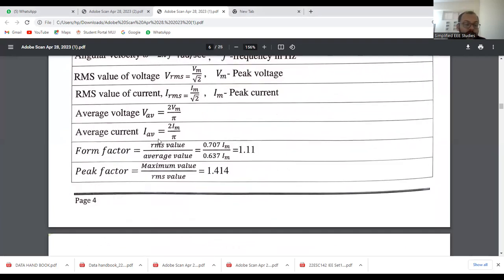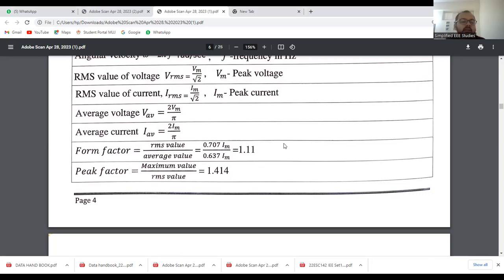Even the average value formula is available: 2 Vm by pi. Average current is also 2 Im by pi. If you want, you can write in terms of decimals also, like 0.636 Vm or 0.636 Im. Here IRMS you can write as 0.707 Im. Like that you can elaborate. Similarly, the form factor equation is also directly given. So no issue, directly you can write.